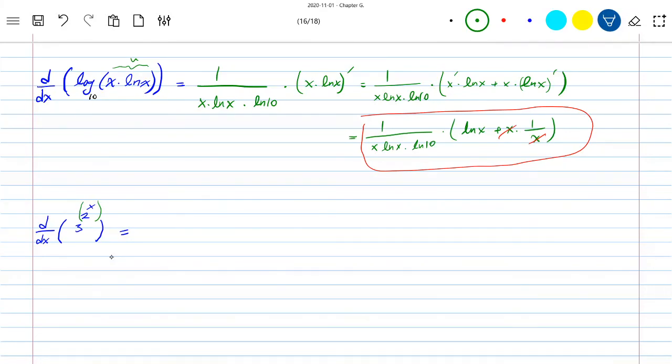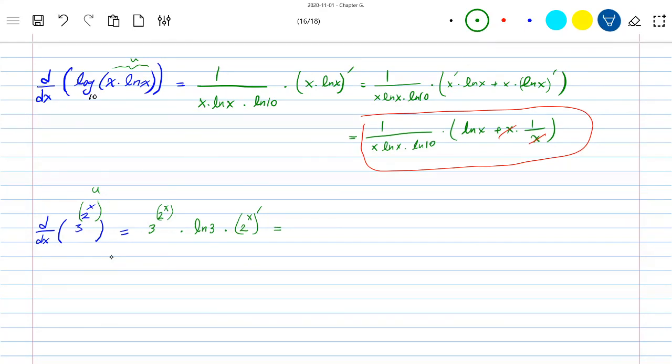Derivative of 3 to the power 2 to the power x would be 3 to the power 2 to the power x. This is the u term. 2 to the power x is the same as the u. Multiply by ln of the base, ln 3. Multiply by the exponent derivative, 2 to the power x derivative.